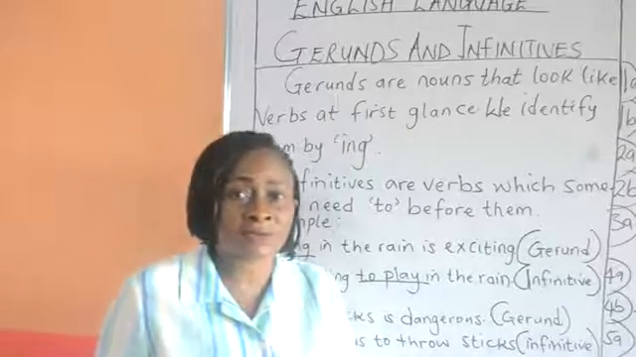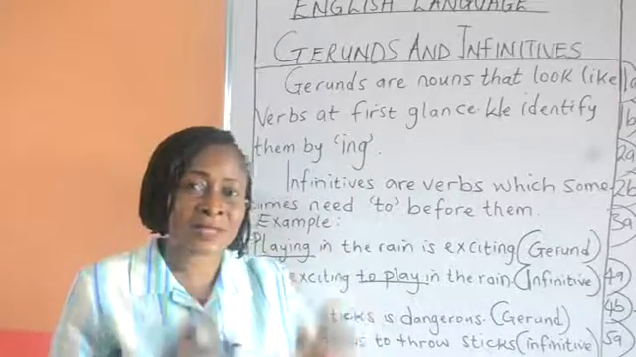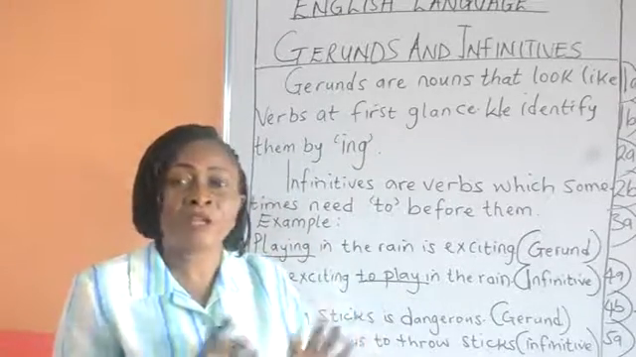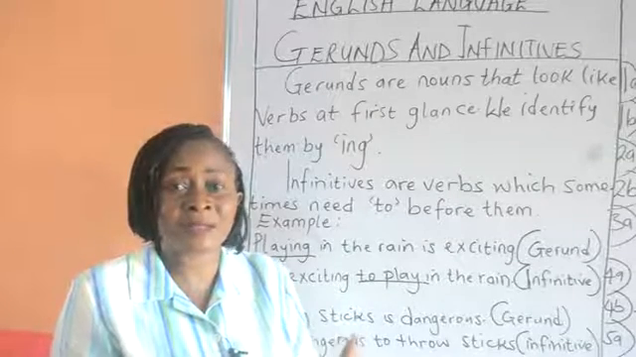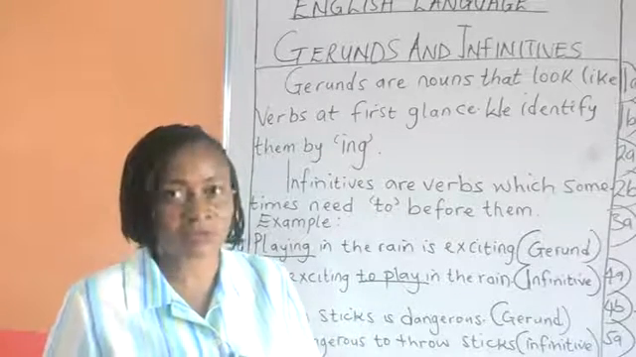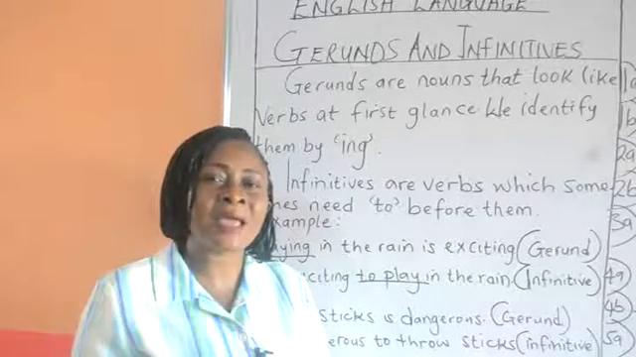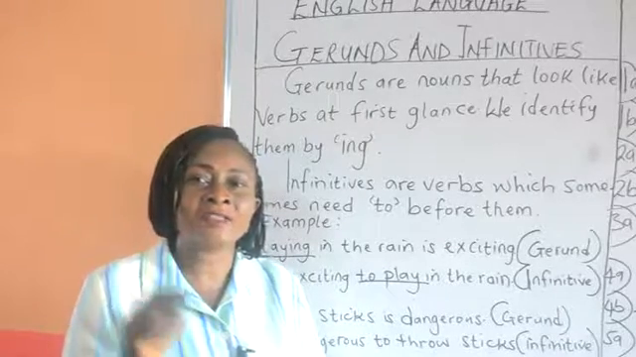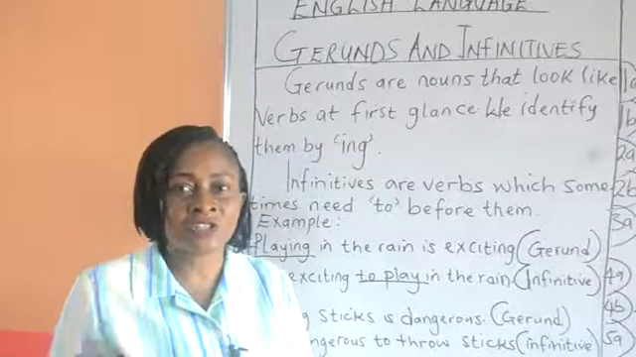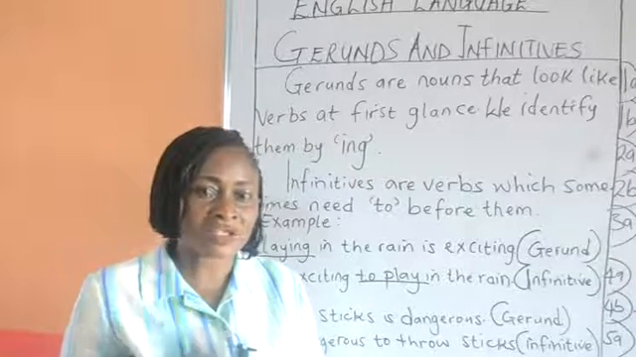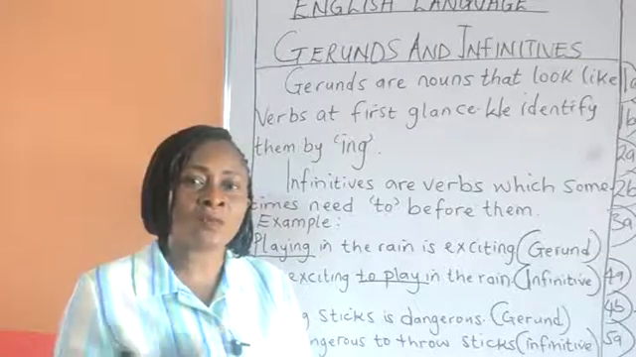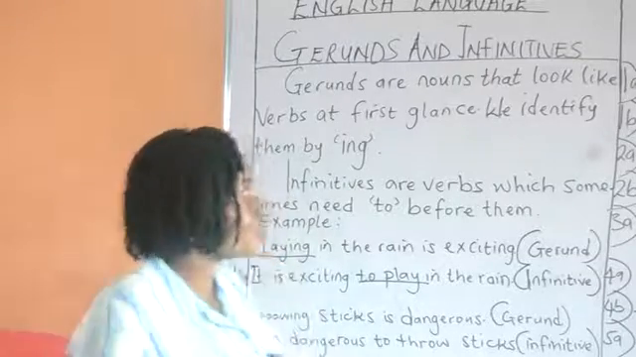Gerunds are nouns. But at first glance, when you take a look at them, most times they look like verbs, but they are not. They are noun words. And they usually end with ing. Do not forget, gerund goes with the word ing. Good.